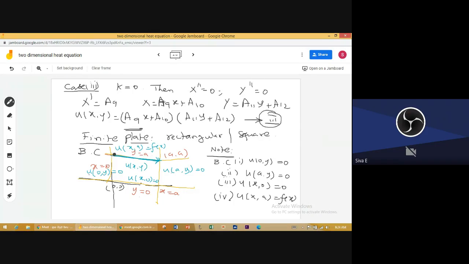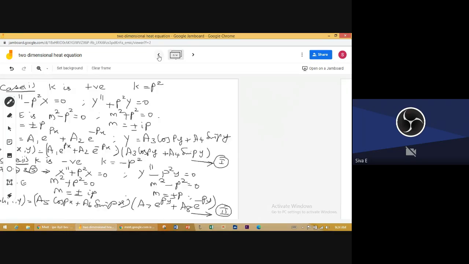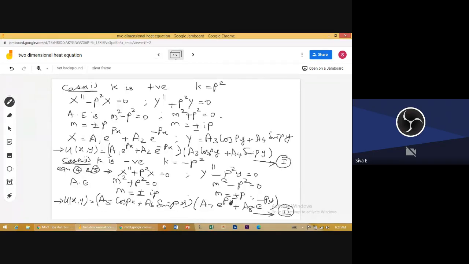Please keep it in mind, the non-zero boundary condition is parallel to the x-axis. The sine and cosine terms contain x. There are two possible solutions. See here, the sine and cosine terms are contained in the x coordinate. Here you can see the sine and cosine terms contain y.